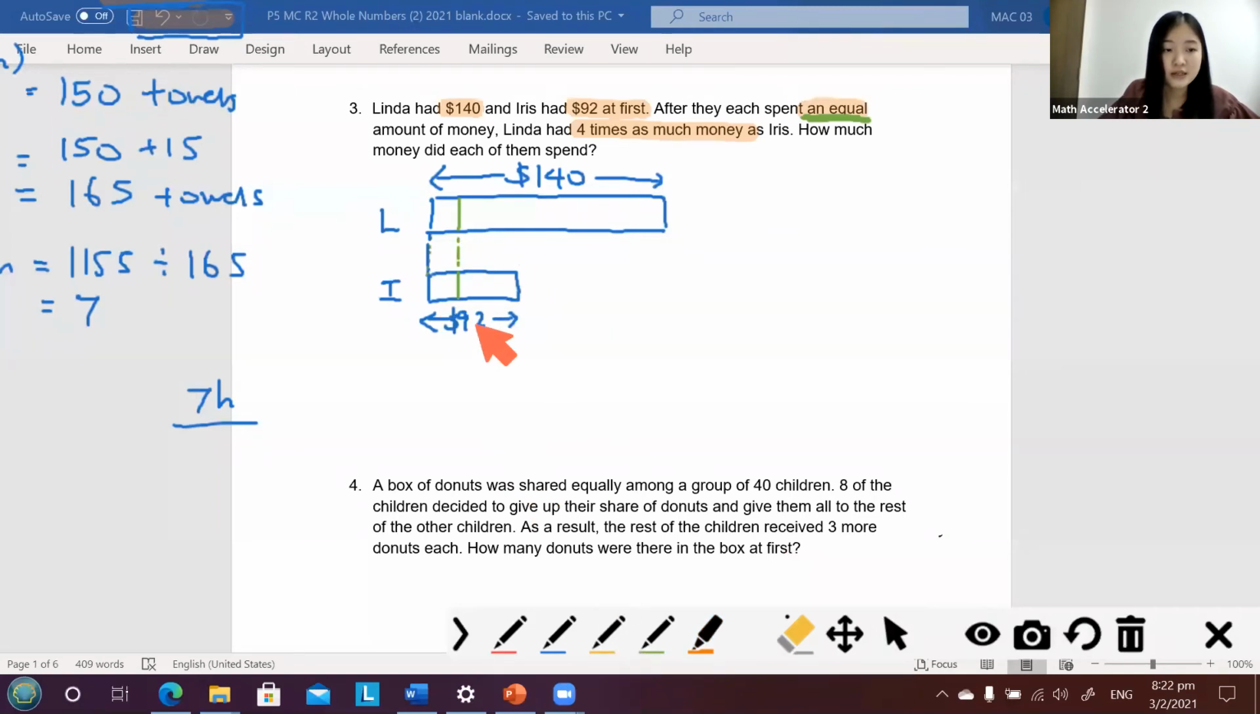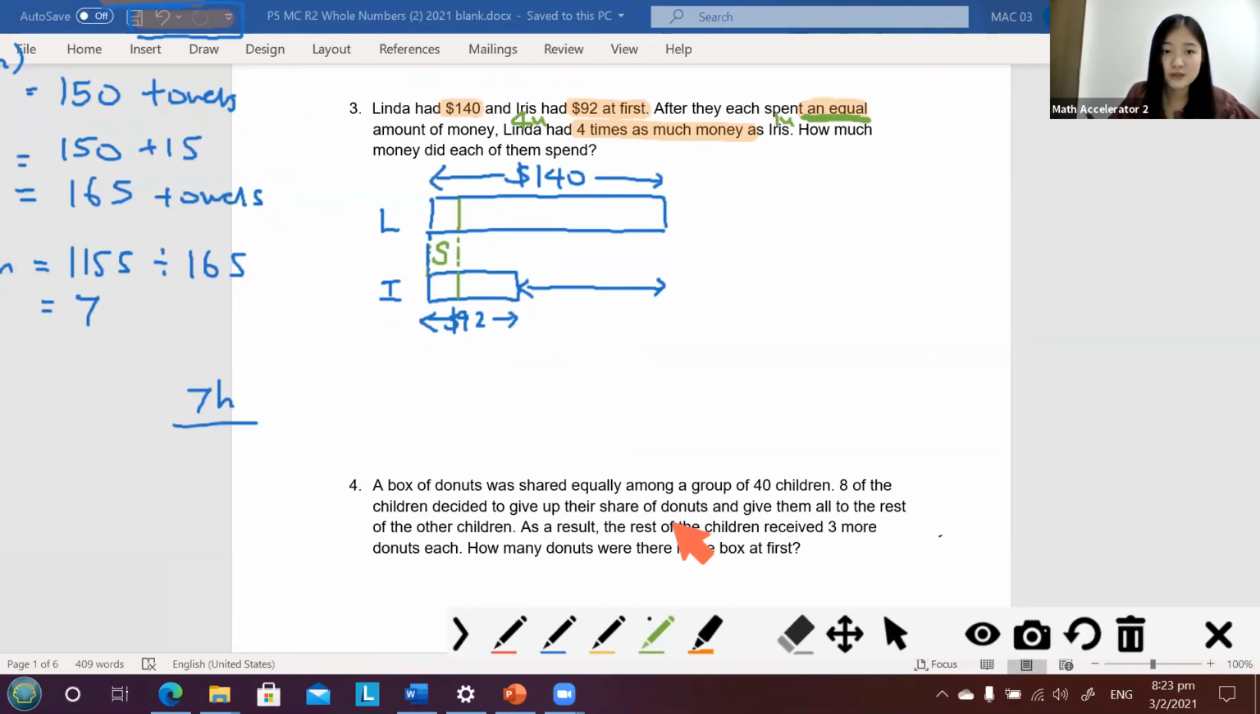All right, and if we cut it here, we can also tell that our difference is always the same. This part here, nothing happens to the difference. They use the same amount, but the difference is still the same. So what happens after they spend this much? We label it as S for spent. Iris is left with how many units compared to Linda? After they spend the money, Linda has 4 times. So Linda has 4 units and Iris would be 1 unit.